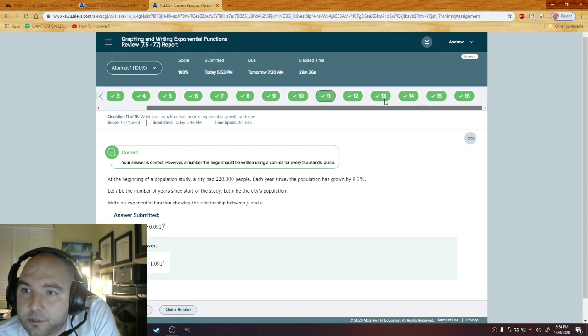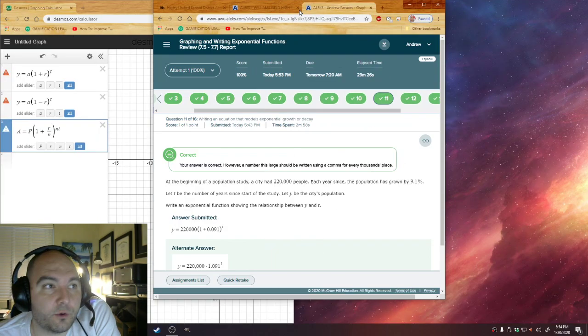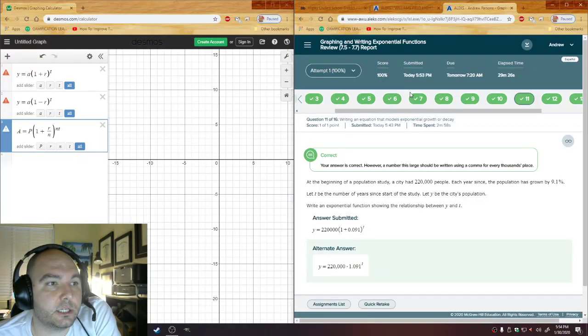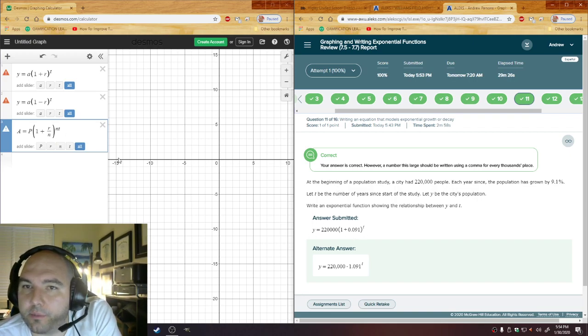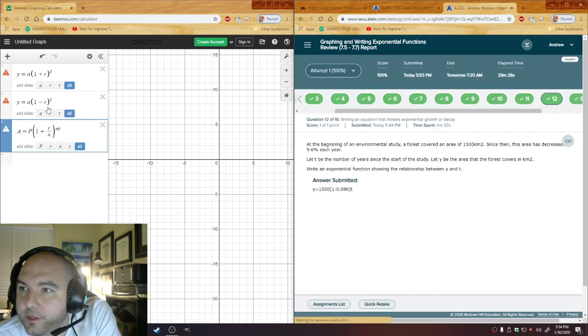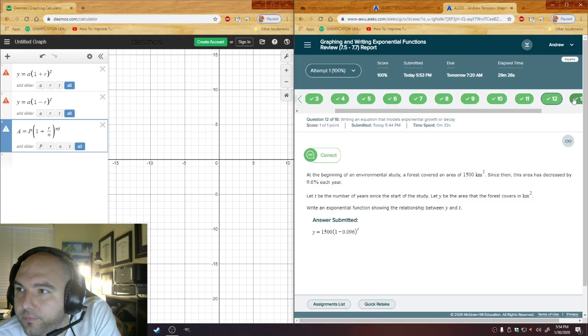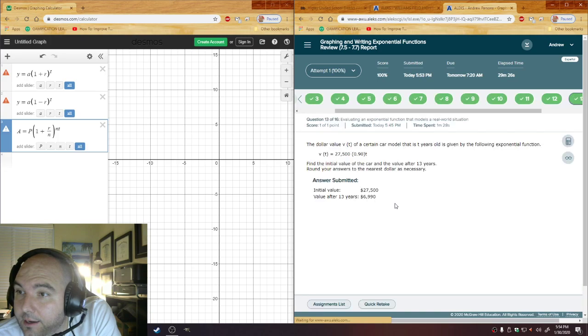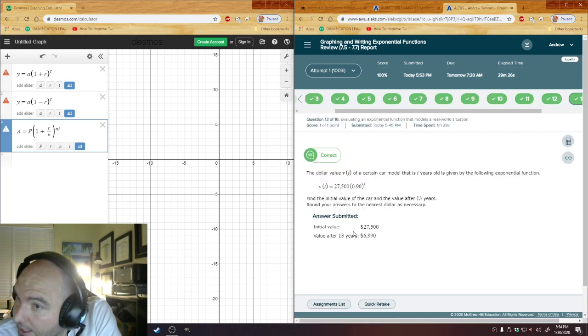11 through 16 was these formulas. And I'm going to split this to show you that again. These formulas right here. So I created formulas with growth. I created a formula with decay for number 12. On number 13, we were given a formula and asked about some stuff. So we asked the initial value, and then we had to evaluate it at 13.